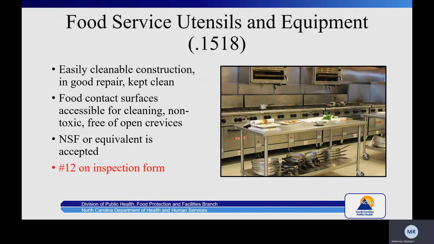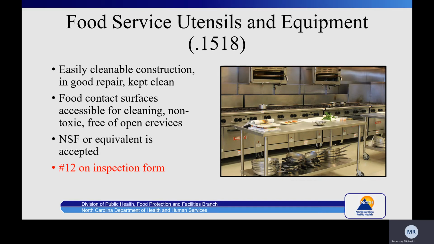So now let's move into the food service area with food service utensils and equipment, Rule 1518. Equipment shall be easily cleanable and in good repair and kept clean. Food contact surfaces should be accessible for cleaning, non-toxic, and free of open crevices, which makes it harder to keep clean. In a 1500 kitchen that's operated and inspected under the 1500 rules, not all equipment has to be NSF or equivalent, but if they do have NSF or equivalent equipment in their commercial-related equipment, just make sure that it's clean and in good repair.